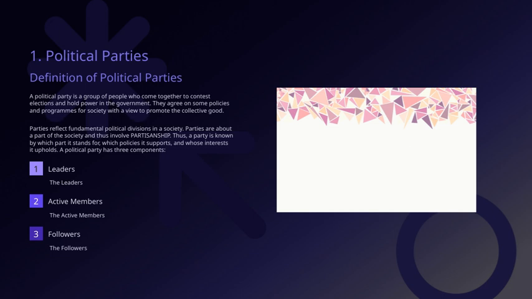Now, it's important to understand that parties reflect the fundamental political divisions within society. They are about a part of society, which is why they involve partisanship. A party stands for certain interests, policies, and values that resonate with a particular segment of the population.